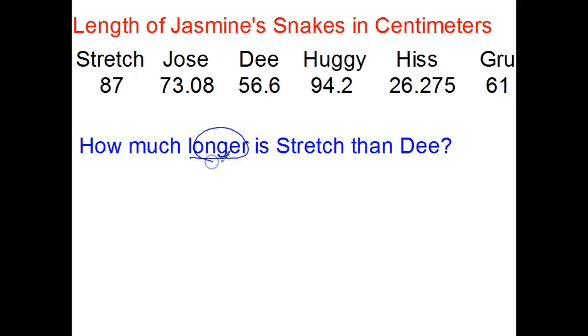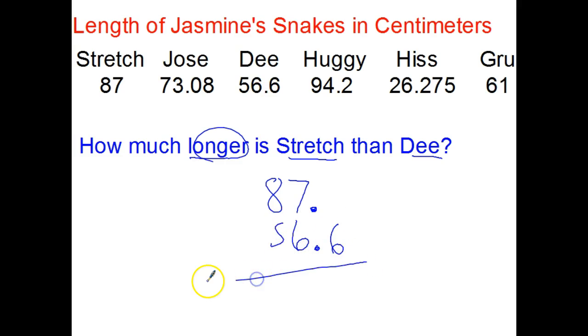How much longer is Stretch than D? Okay, so Stretch is the long one. He's 87. We got one of those numbers that doesn't have a decimal point. Think if this was 87 in dollars and no cents, I would be putting my decimal point there and my 2 zeros there. Let's just see how many zeros we're going to need. D is 56.6. And longer, remember, ER tells me I'm going to subtract.